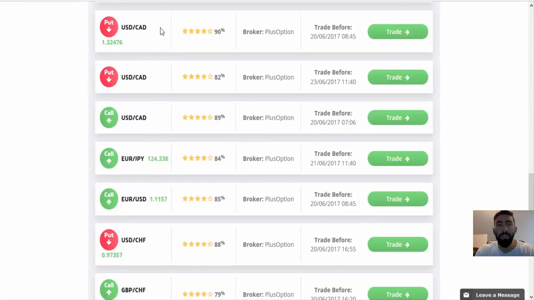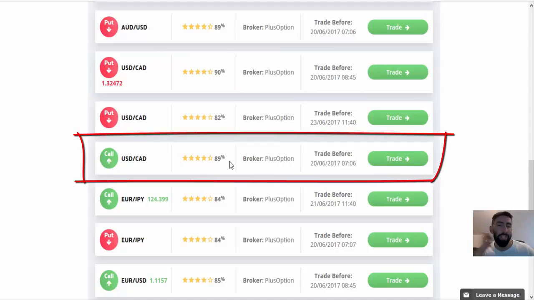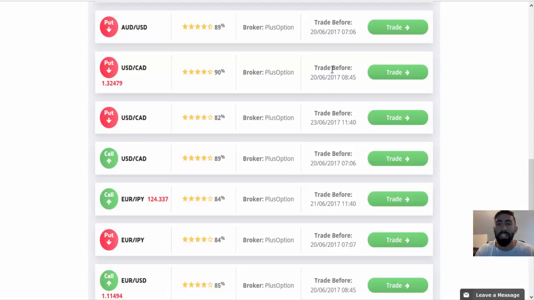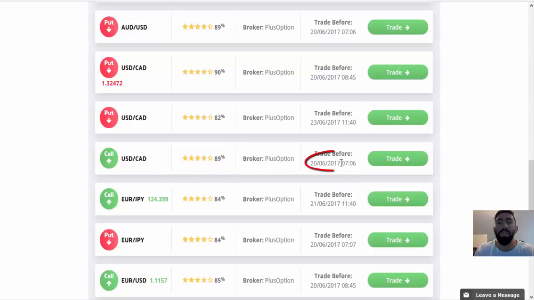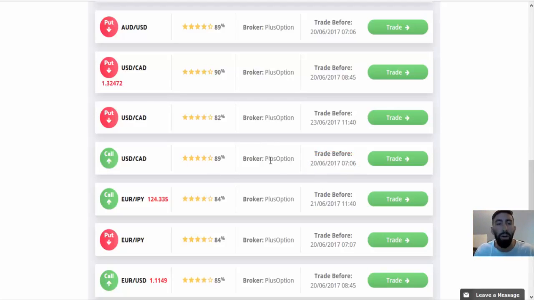Now, just to avoid some confusion, guys, let me just explain this over here. This is the USD CAD position that we had just taken, but there's also one for a call position. So some traders have asked, what if they give us two signals for the same asset going in different directions? Again, this is where paying attention to the time is most critical. This call position for the USD CAD was available to trade before 7:06. It is currently just after 7:06, so this trade is no longer valid.